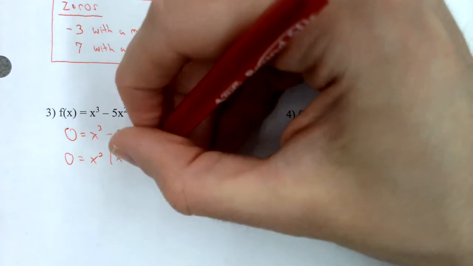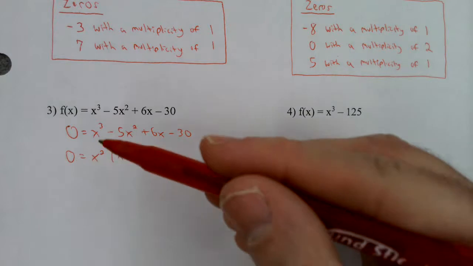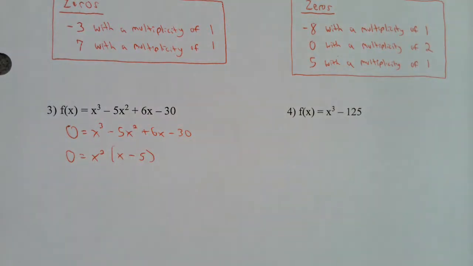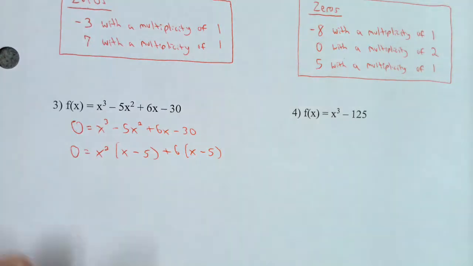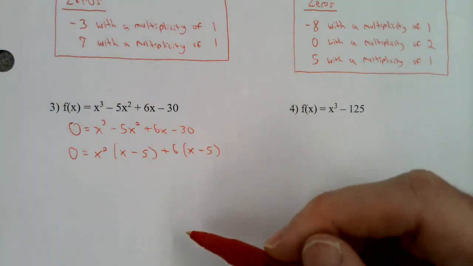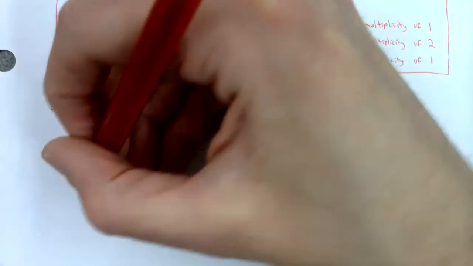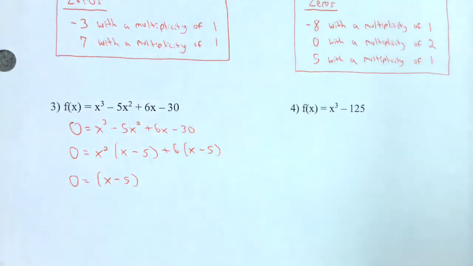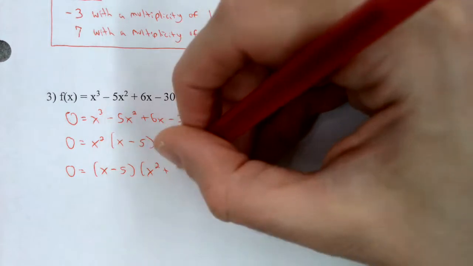Going to leave me with x minus 5 in parentheses, because x squared times x is x cubed, and x squared times negative 5 is negative 5x squared. The second group has a GCF of 6, which will leave me with x minus 5 in parentheses, because 6 times x is 6x, and 6 times negative 5 is negative 30. Now the parentheses match, which should be expected. That gets factored out to the beginning. Everything left over, in this case x squared plus 6, comes in the second set of parentheses.